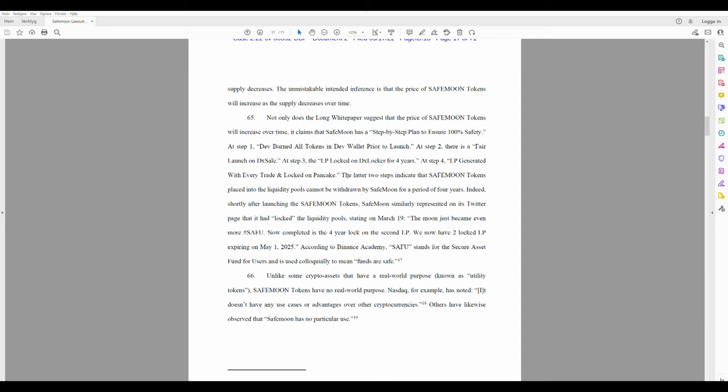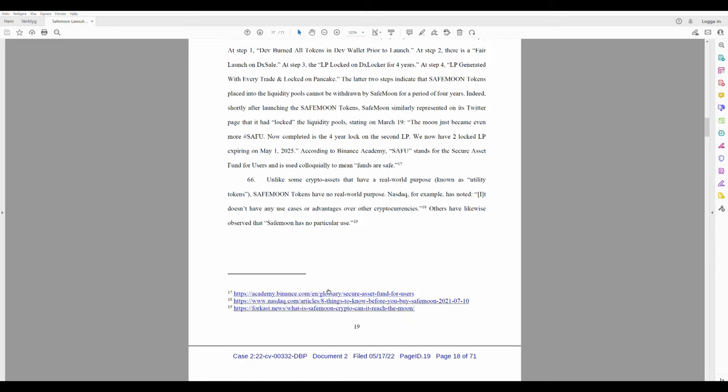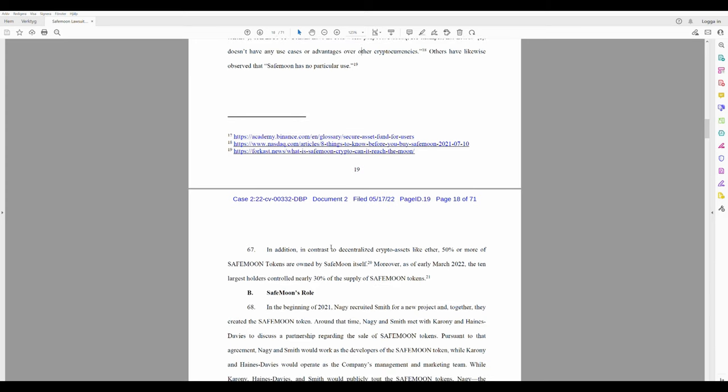Unlike some crypto assets that have a real-world purpose, known as utility tokens, Safemoon tokens have no real-world purpose. Nasdaq, for example, has noted it doesn't have any use cases or advantages over other cryptocurrencies. It's just how good they are with lying to their Safemoon cult followers. Others have likewise observed that Safemoon has no particular use, and will never have. In addition, in contrast to decentralized crypto assets like Ether, 50% or more of Safemoon tokens are owned by Safemoon itself. I'm going to come back to that. Moreover, as of early March 2022, the 10 largest holders controlled nearly 30% of the supply of Safemoon tokens.